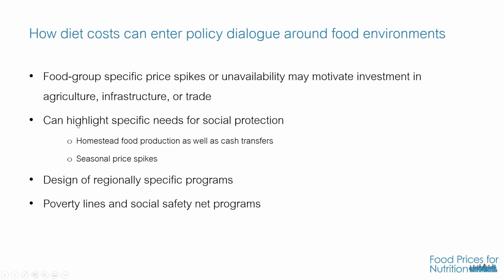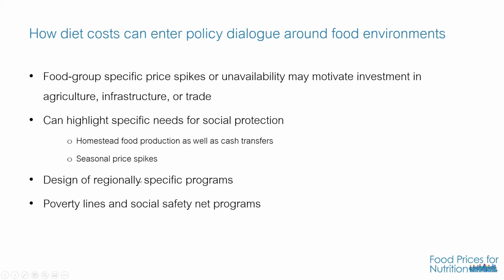These metrics can also help highlight specific needs for social protection. So when we're talking about affordability or availability of foods, some possible responses might be homestead food production for certain items. You might also think about cash transfers, or if we know that there are price spikes that have a seasonal pattern, so at the same time every year this food group is more expensive, that can highlight specific social protection needs and timing. And again, with these examples, you can see that there's regional differences.